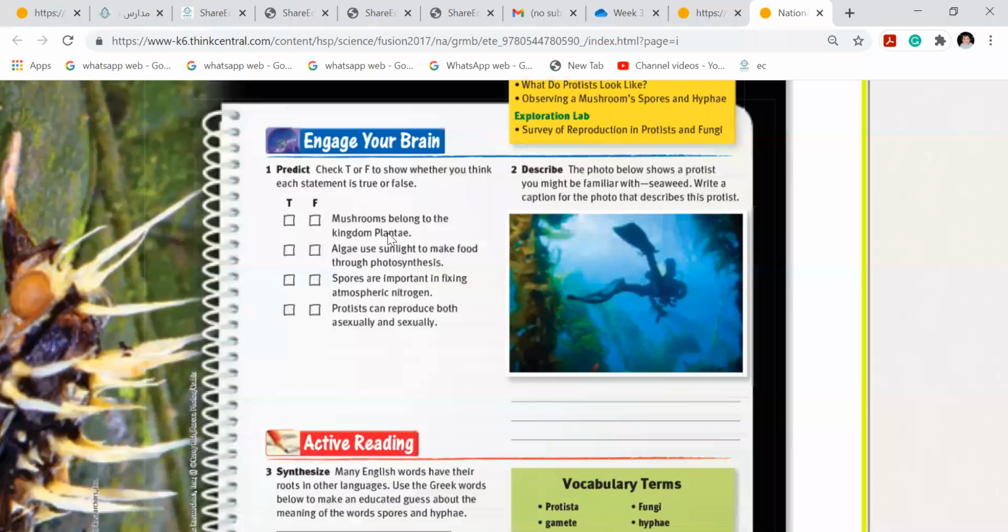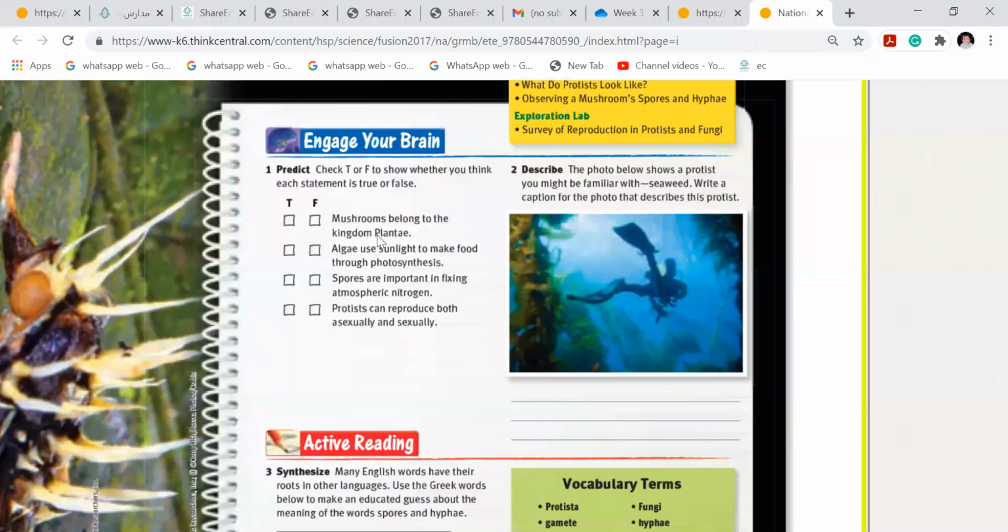Now, mushrooms belong to the kingdom Plantae. Is it correct? Are mushrooms plants, or are they separated? Are mushrooms plants, girls? No, miss. No, very good answer. They are not plants, they come under fungi.